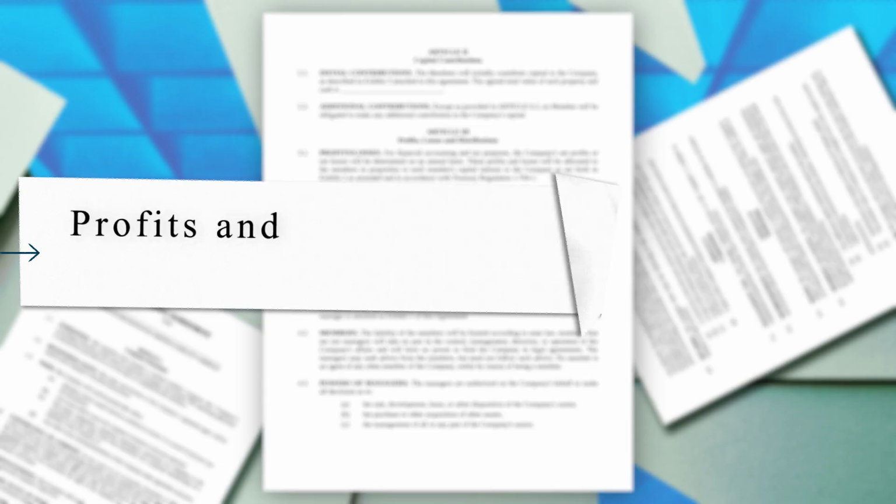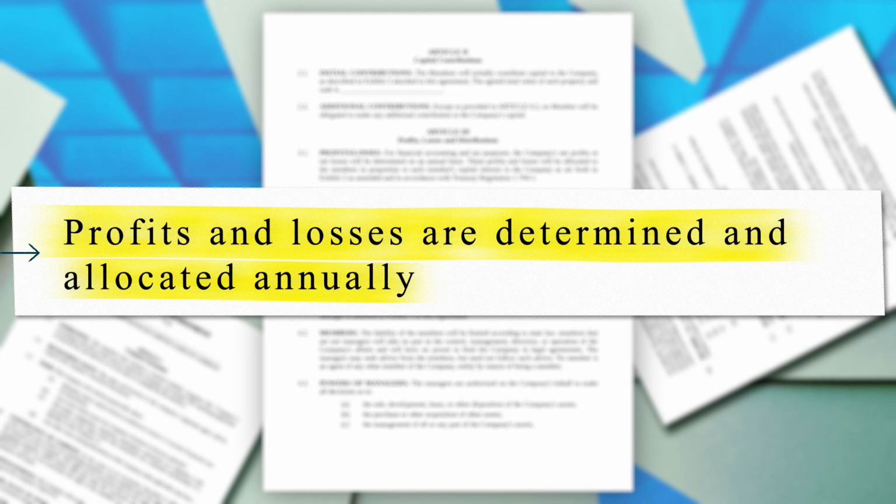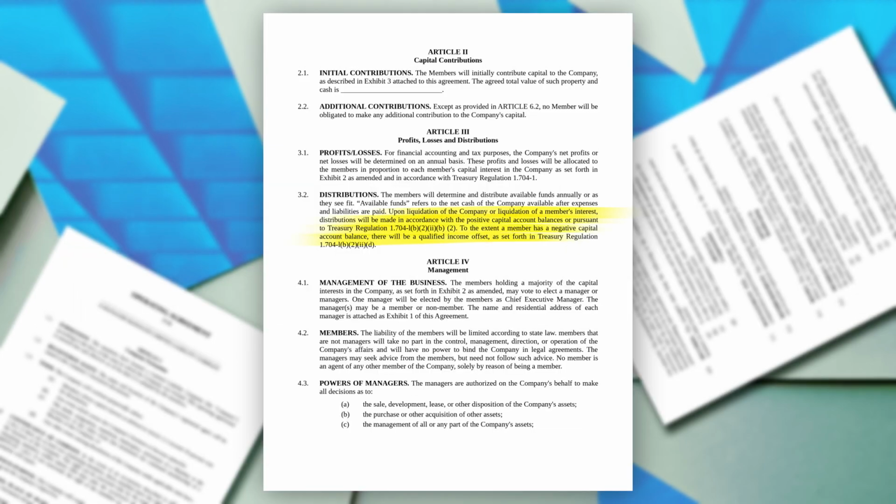The next article explains something we think you'll find pretty important: how and when you get your money. Profits and losses are determined and allocated annually. After you pay expenses and any liabilities, you can make distributions in proportion to ownership interest. Article 4 covers management, or how managers are chosen, and what their responsibilities and duties are.